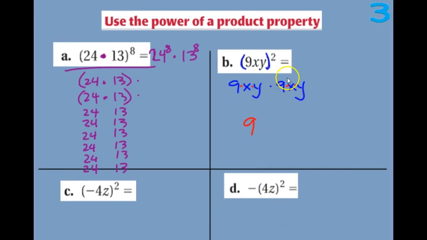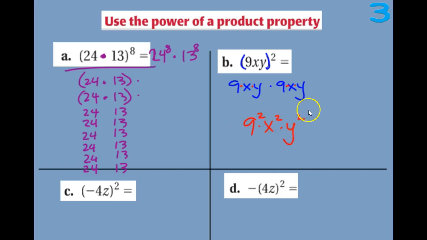So we really have a 9 2 times, so 9 times 9 would be 9 squared. And then we have an x 2 times. X times x would be x squared. And then we have a y. Oops, this is a y 2 times. Y times y would be y squared.